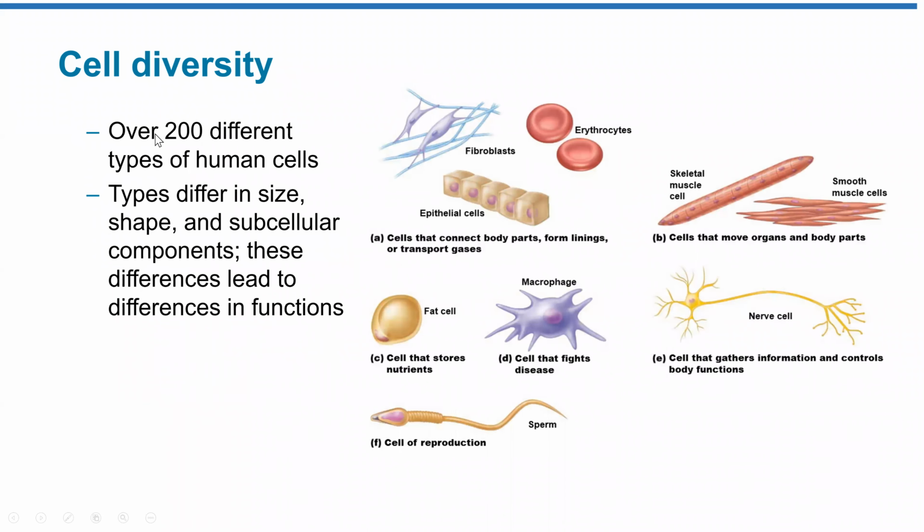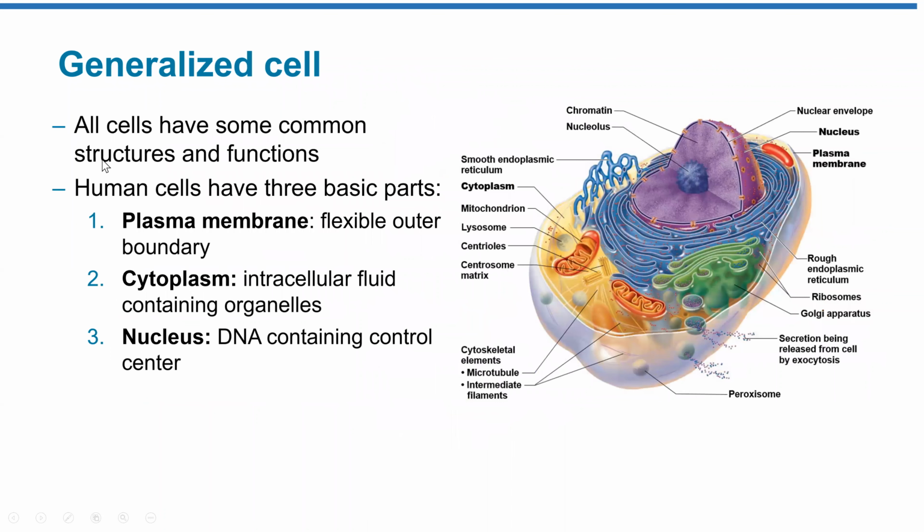We have over 200 different types of human cells. Types differ in size, shape, and subcellular components. These differences lead to differences in functions. All cells have some common structures and some common functions, despite this variety of different types of cells.